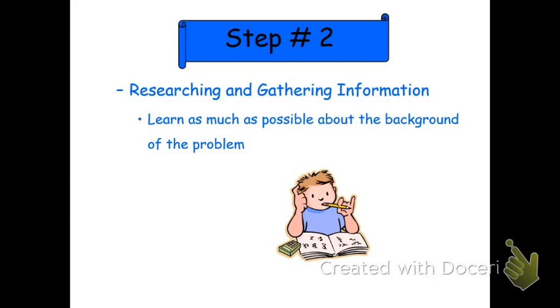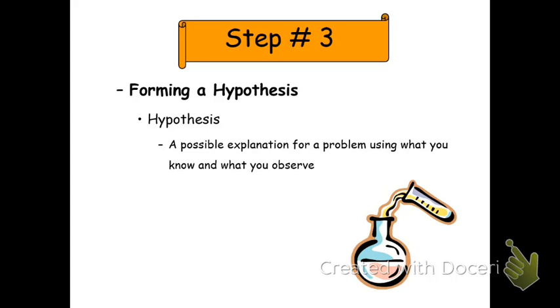Step 2. Before we jump into some giant experiment, we actually start researching and gathering information about our problem. So we learn as much background on the problem as we can. Sometimes experiments have already been done that explore our problem, so what's the point of doing something that's already been done? Or maybe we need to take a different course to study that problem. Once we have information, we form a hypothesis, a possible explanation for that problem. We have this particular problem, so what do we know about it? What do we observe? And so we form that hypothesis.